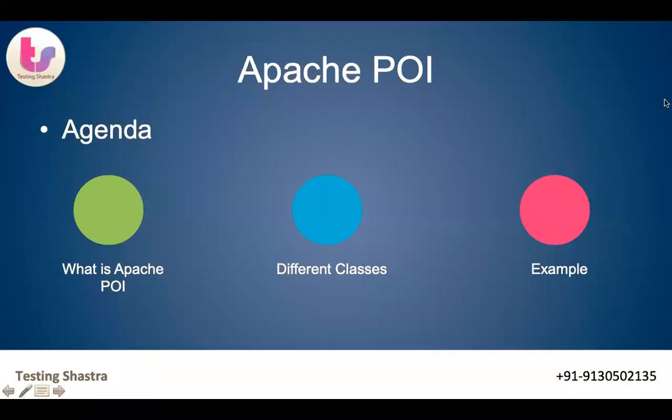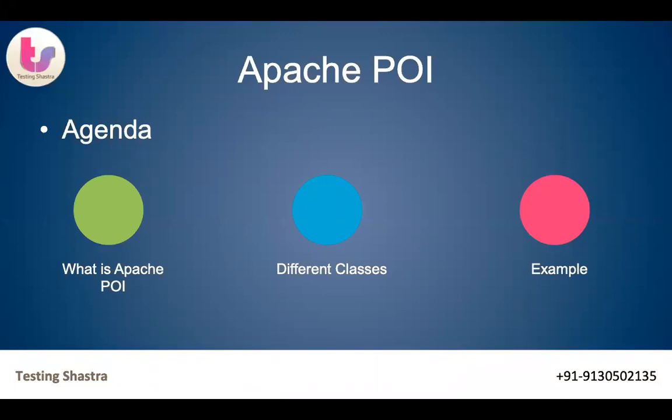So welcome back guys. So far we have talked about how we can handle the Excel sheets using JXL, and it was a library which was used to handle the .xls files only. Okay, so it was not able to handle the .xlsx files. So that was the main drawback of JXL. That is why Apache POI has come into the picture.